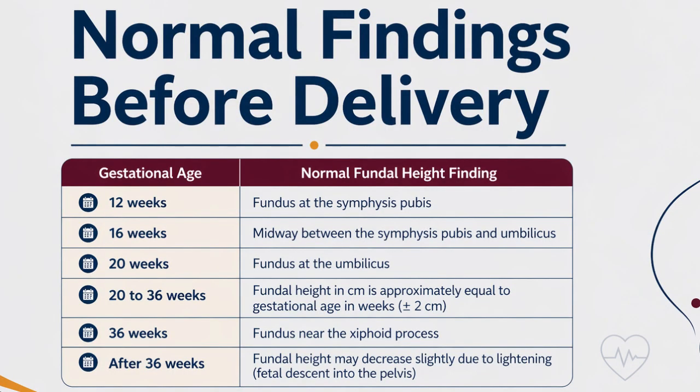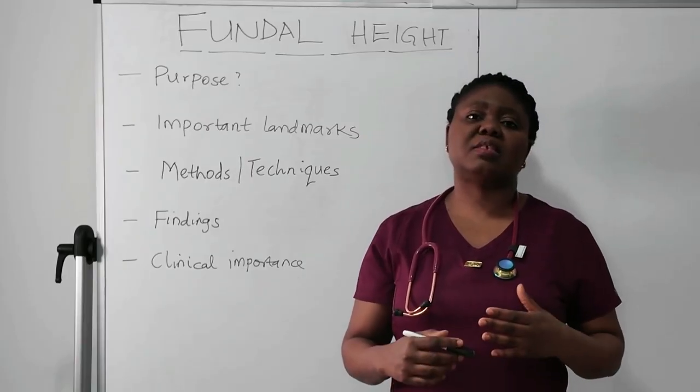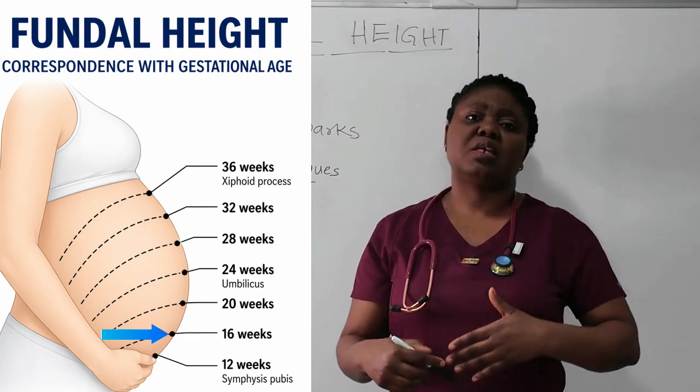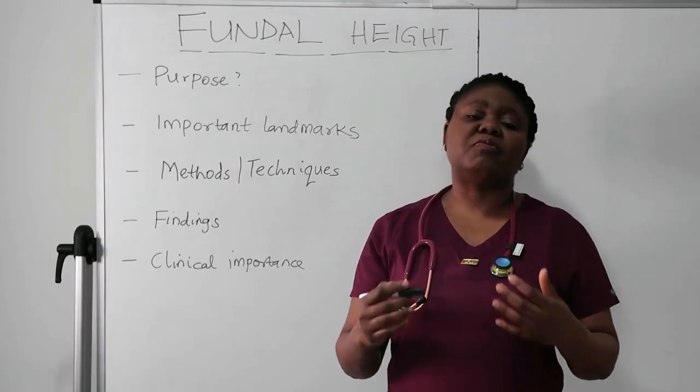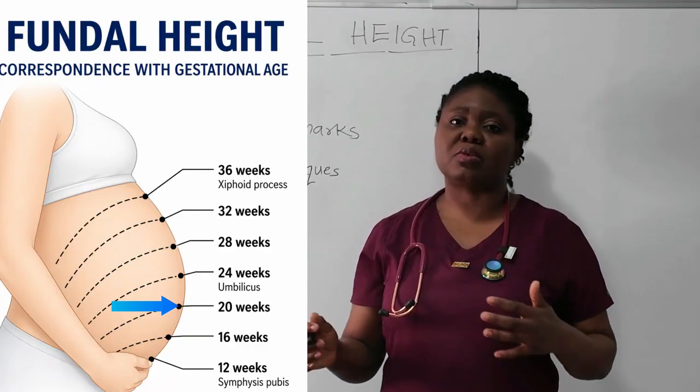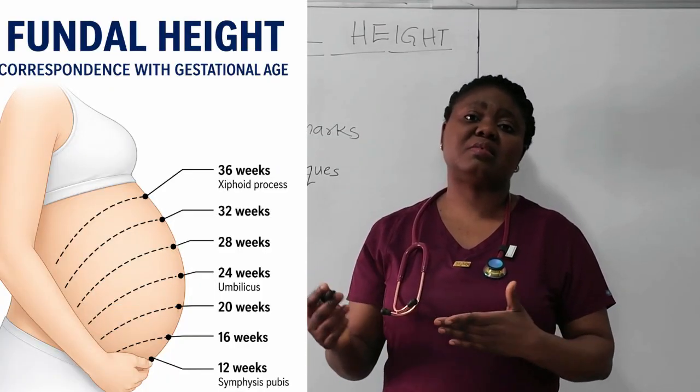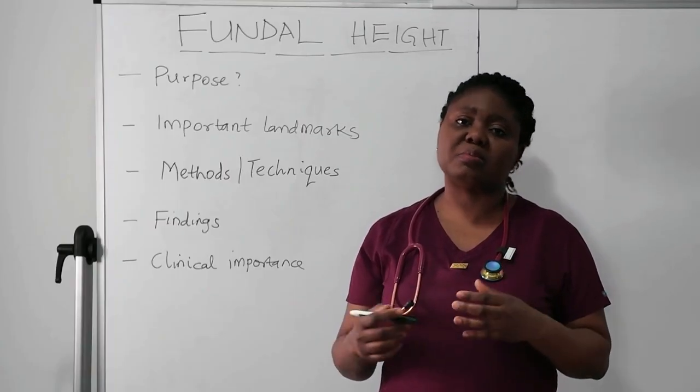Now let's look at the findings. So before delivery, at 12 weeks, the fundal height is at the symphysis pubis. At 16 weeks, the fundal height is midway, in between the symphysis pubis and the umbilicus. At 20 weeks, the fundal height should be around the umbilicus. Now it varies. There may be a difference of 1 or 2 centimeters.